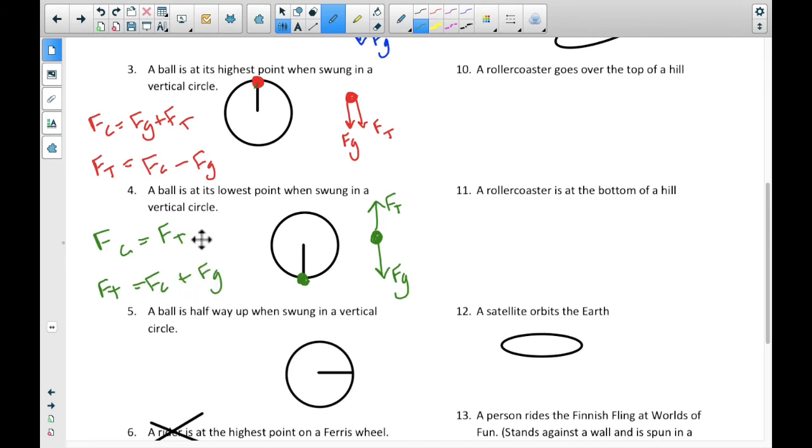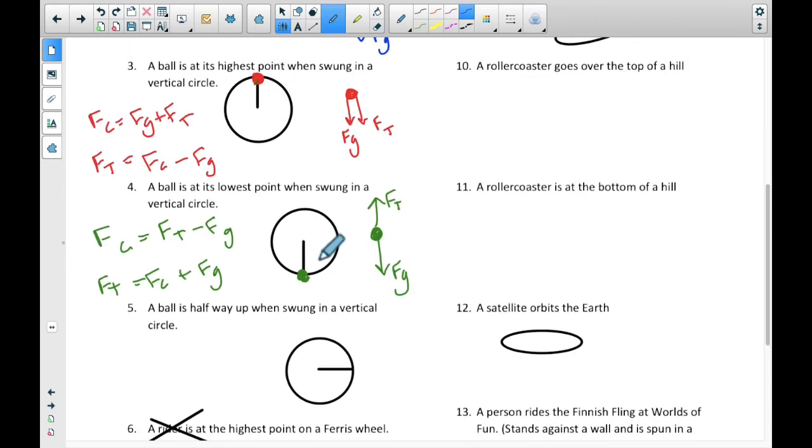I guess you should write over here, we should write minus F sub g. And so then when we solve that, our tension becomes the centripetal plus the gravitational. So that's a larger force than this one, which is getting subtracted. Okay, so number 3 was at the top, number 4 is at the bottom.